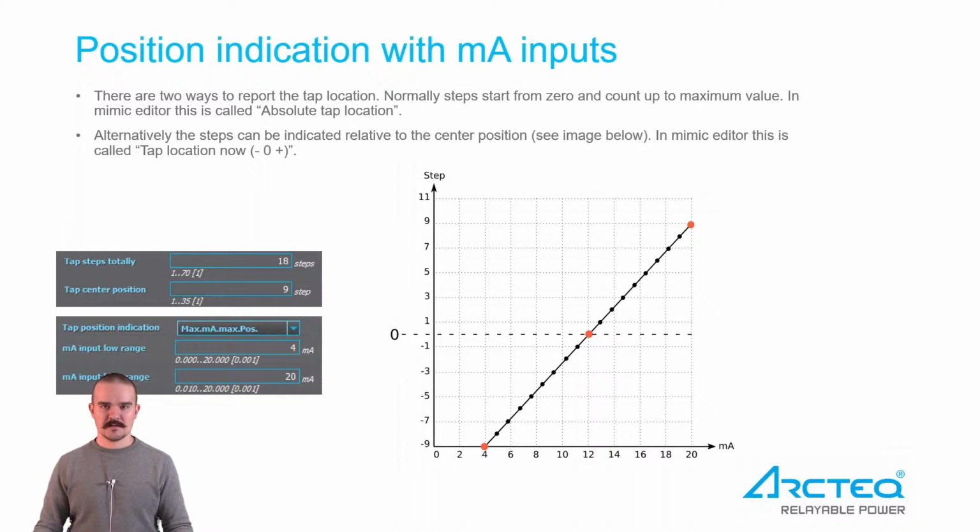There are two ways to indicate the tap position location. Normally the steps start from 0 and count up to the maximum value, so starts from 0, 1, 2, 3 and goes all the way up to 18 in this example case. But alternatively, the steps can be indicated relative to the center position, like in this image here. This is called a tap location now. So in this case, the taps would actually start from -9 and go up to 0, which is then the central location, and then go again to +9.